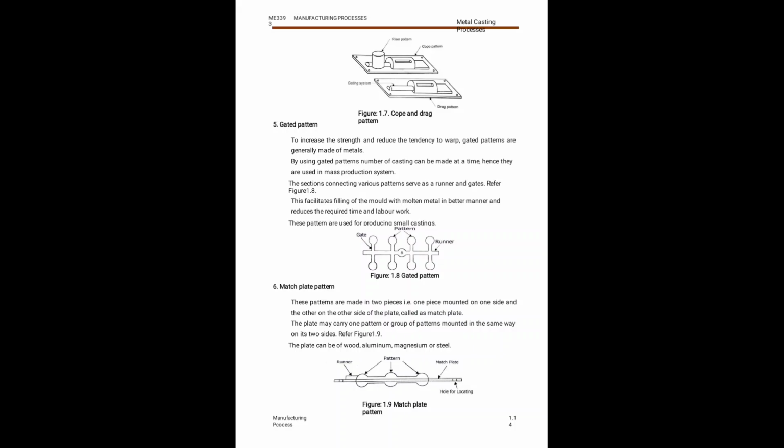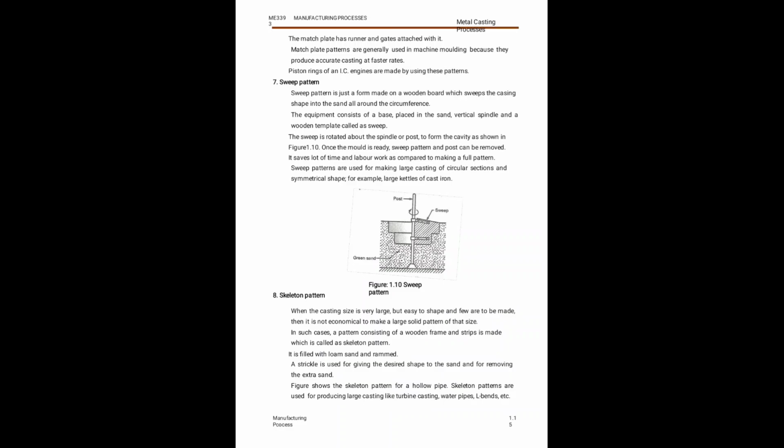And match plate pattern. These patterns are made in two pieces. That is, one piece is mounted on one side and the other piece on the other side of a plate. It is called a match plate pattern. The plate may carry one pattern or a group of patterns molded the same way, like in the diagram shown for the match plate pattern. And sweep pattern. A sweep pattern is just a form made from a wooden board which sweeps the shape into the sand around the circumference.